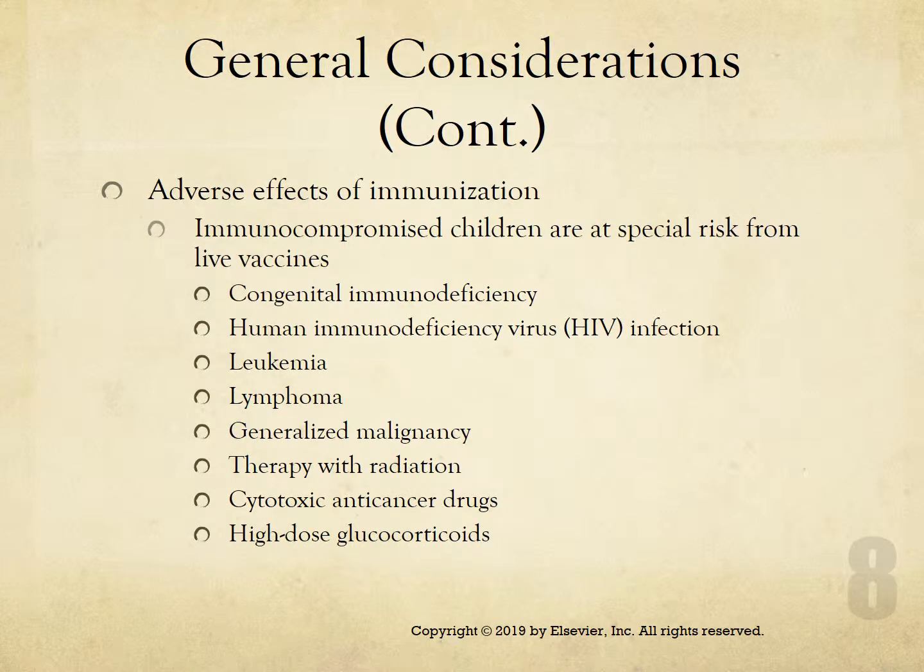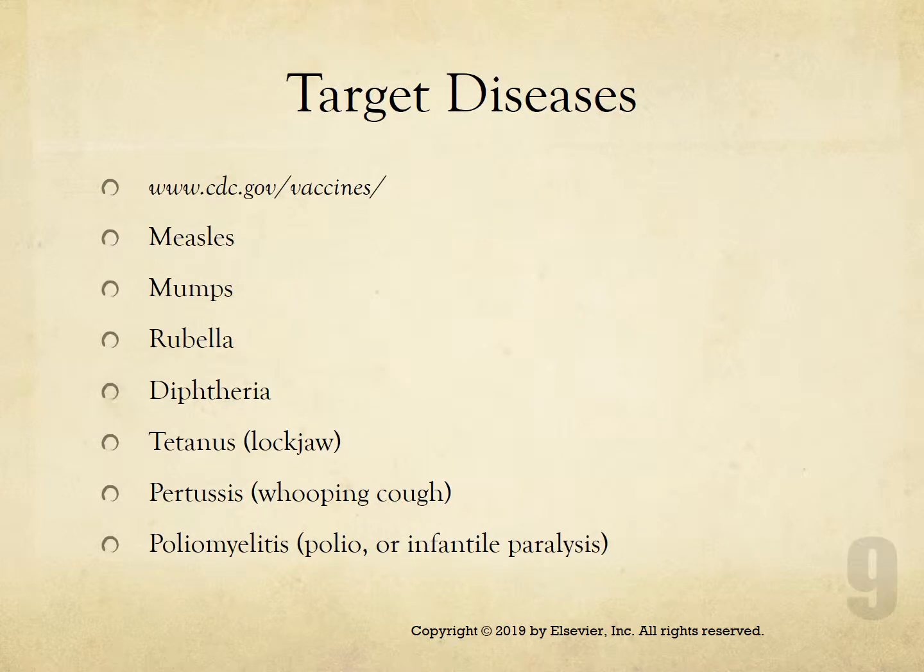What are some of the adverse effects of immunizations? Immunocompromised children are at special risk from live vaccines, and those are listed here, some of the conditions that put them at risk. And so, what are the target diseases that vaccines are developed for? And these are also listed here, and those are, I'm sure, ones that you are familiar with.